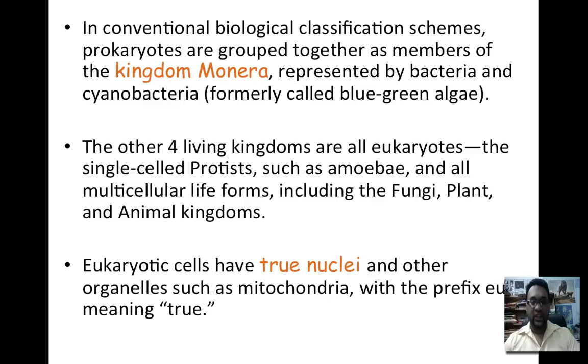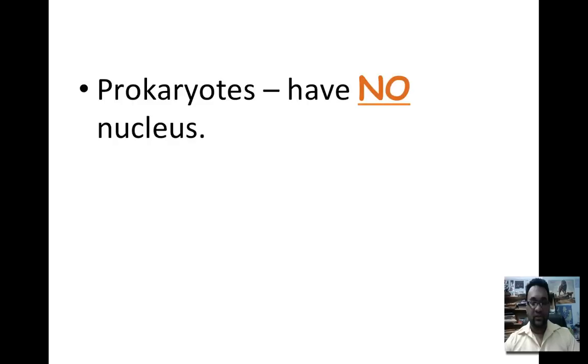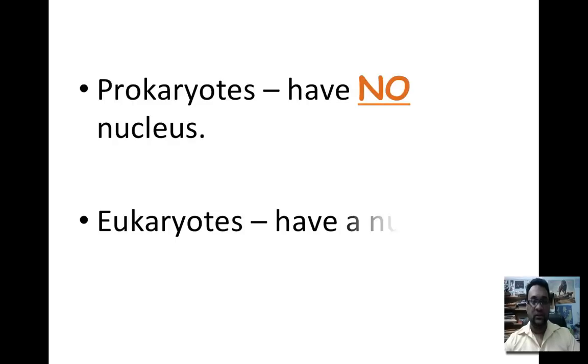Now, eukaryote cells have true nuclei and other organelles such as mitochondria. And the prefix "eu" means true. And if you remember from the slide before, karyote means nucleus. So they have a true nucleus. So just to recap, prokaryotes have no nucleus. Eukaryotes have a nucleus.